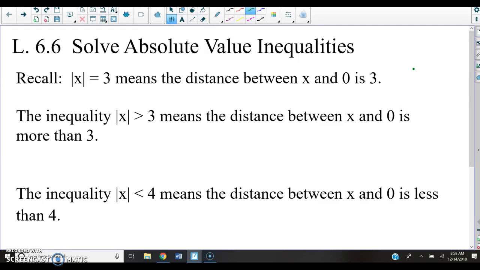This lesson is going to work with absolute value inequalities, and it's much the same. There are a couple differences, but let's take a look and see what we can do with it. Remember, absolute value means the distance between x and whatever, in this case 0, is 3, and distance can never be negative. So the absolute value of x greater than 3 means the distance between x and 0 is more than 3. Okay? And the inequality absolute value of x is less than 4 means the distance between x and 0 is less than 4.